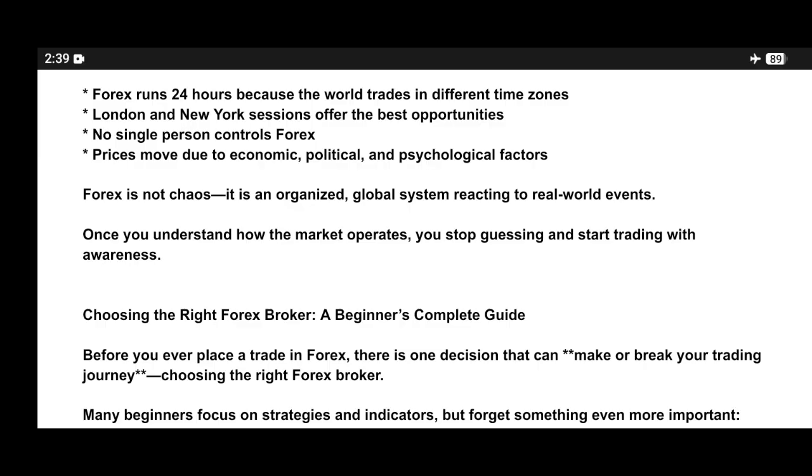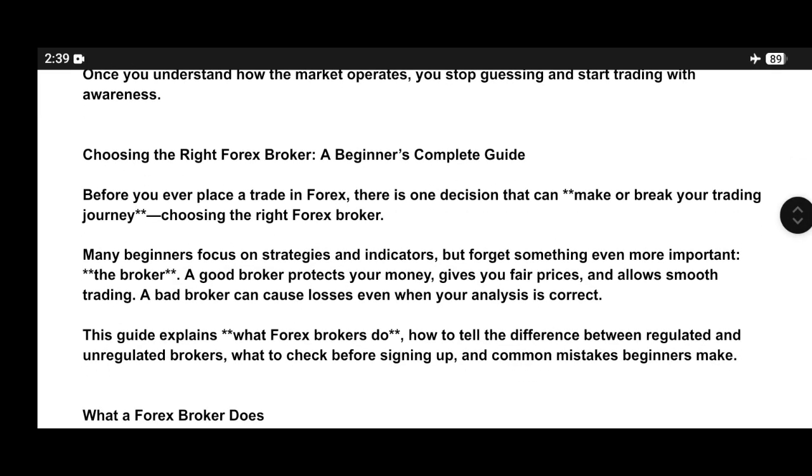Choosing the right forex broker, a complete beginner's guide. So this is the next topic that I'm telling you in this video. Choosing the right forex broker. Before you ever place a trade in forex, there is one decision that can make or break your trading journey, which is choosing the right forex broker.